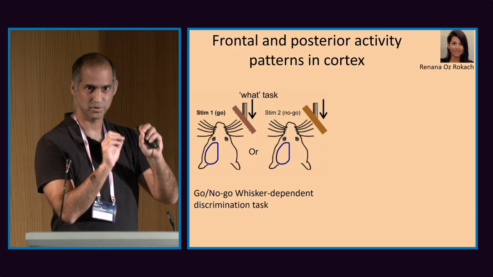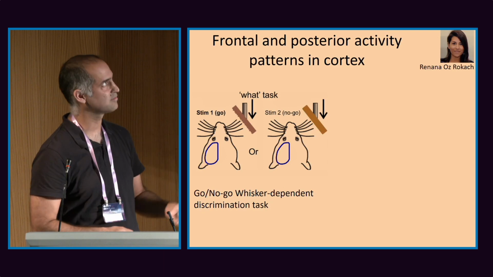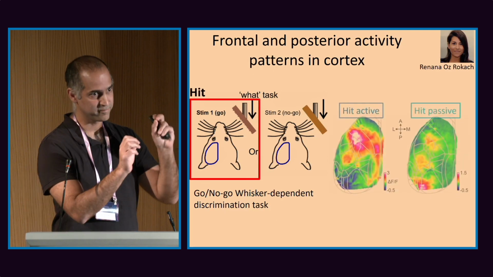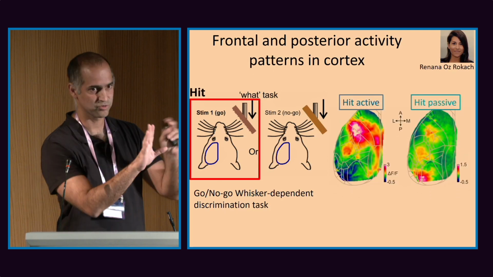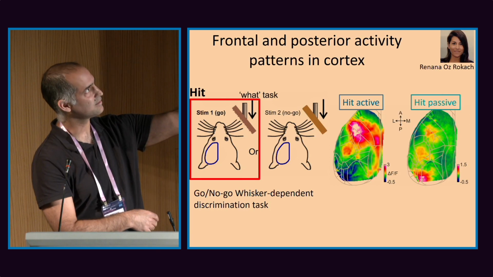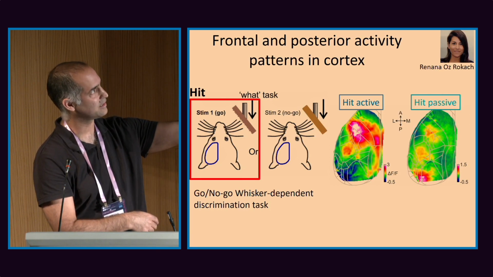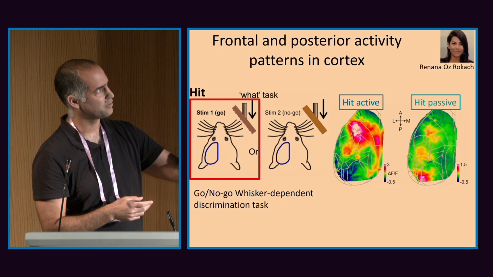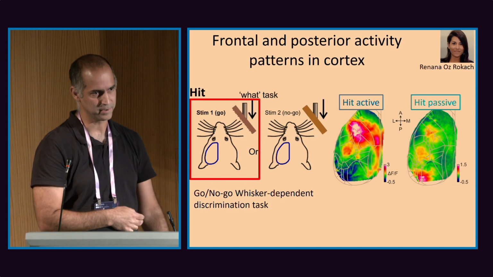No delay, simpler, four or five days, and they learn the task. We're looking at only hit trials, but we divide them based on before, just for cortex. In hit active trials you see this frontal activity, especially in M2, and in hit passive trials you see a very different activity pattern, again highlighting area P.